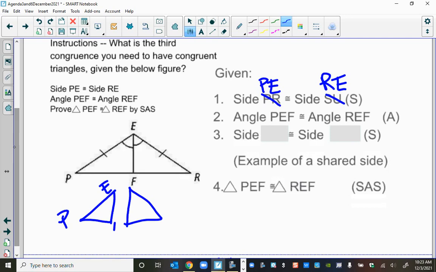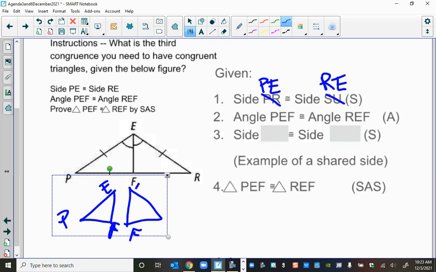Okay, so P, E, F, E, R. All right. So they taught us PE and RE. So what do we have right away? So we first have a side.